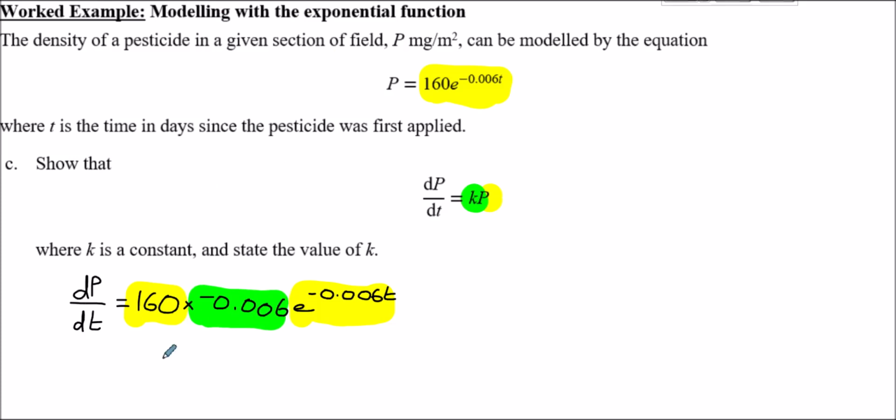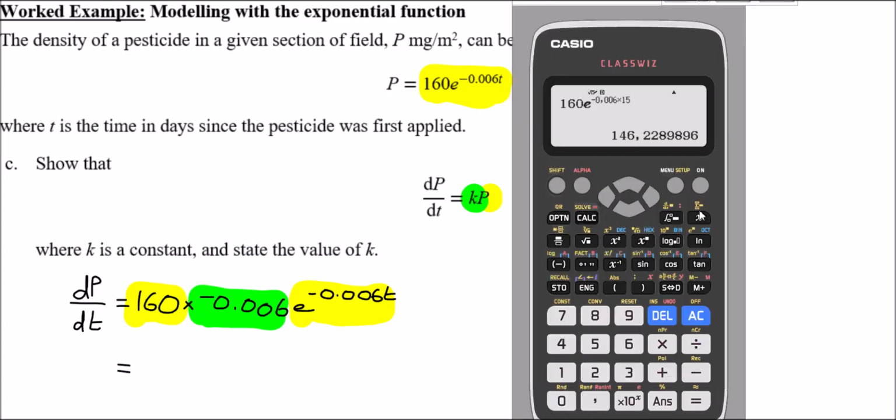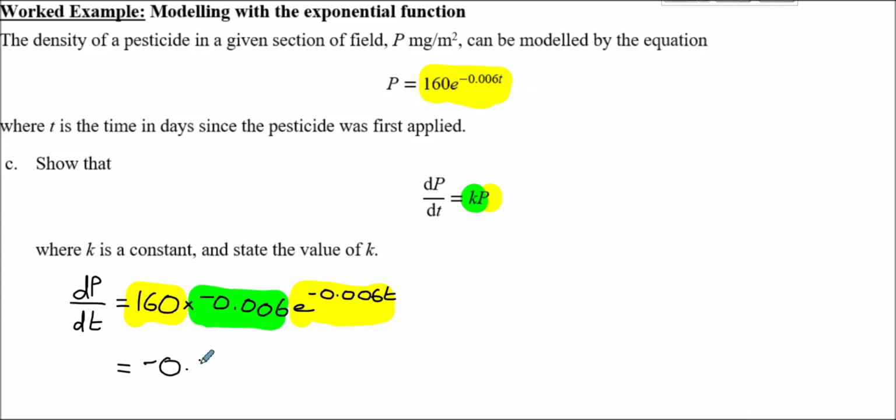So first of all, I'll neaten this up. So 160 multiplied by this, let's just work this out. 160 multiplied by minus 0.006. That gives us minus 24/25, which is minus 0.96. So in a neatened up way, dp over dt is minus 0.96, e to the power minus 0.006t, and k is this value here. K was minus 0.006.